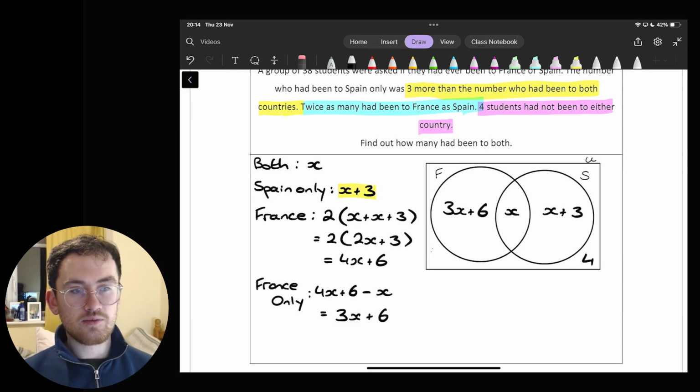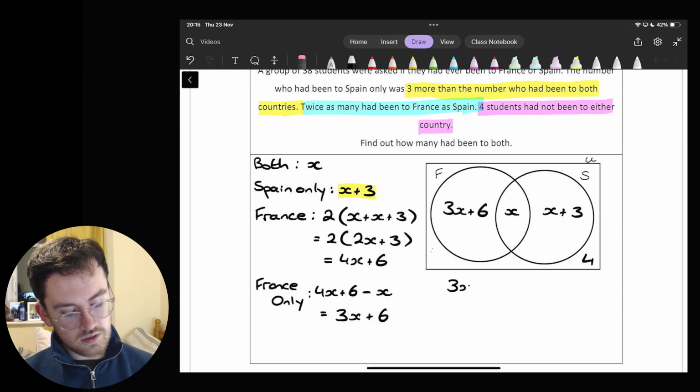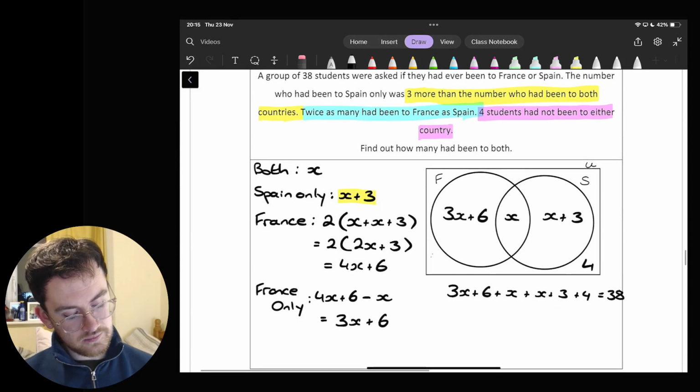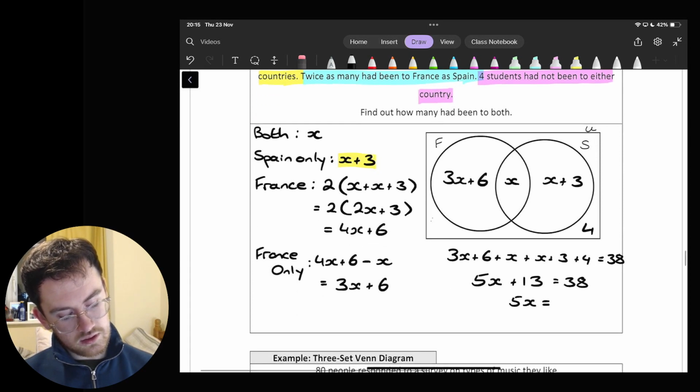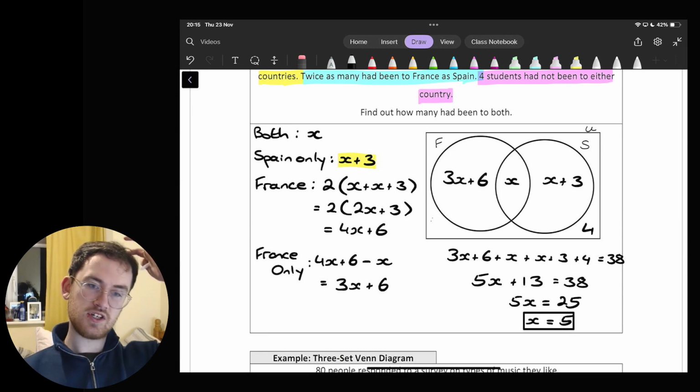Now I've laid out all of my information. If I add all of those up, so 3x plus 6 plus x plus 3 plus 4, it should be equal to 38. There are 38 students altogether. Adding all of those up, I get 5x plus 13 equals 38, which means 5x is equal to 25 and x is equal to 5. So 5 students have been to both countries.